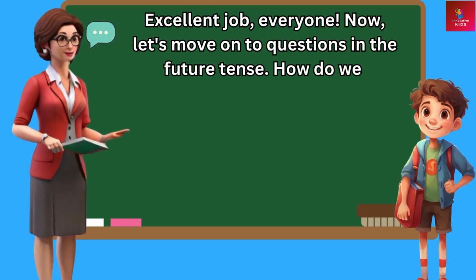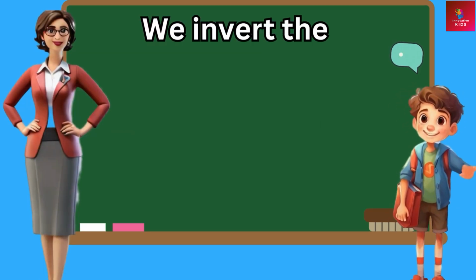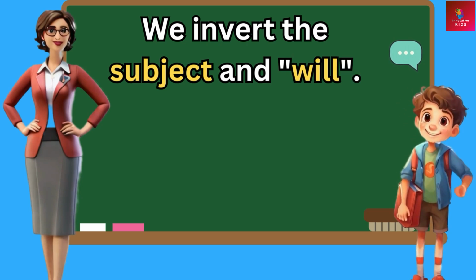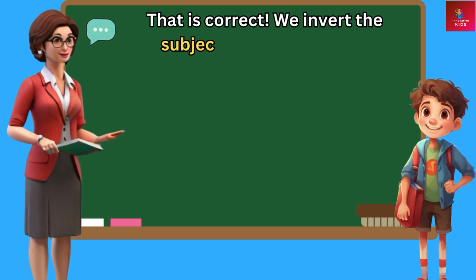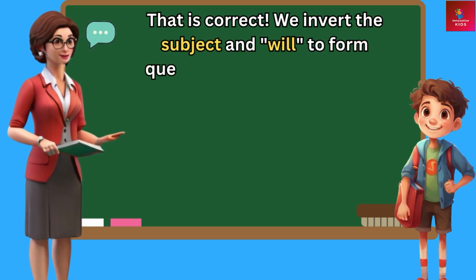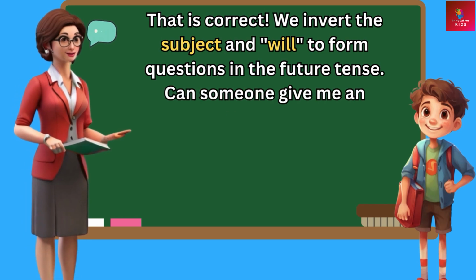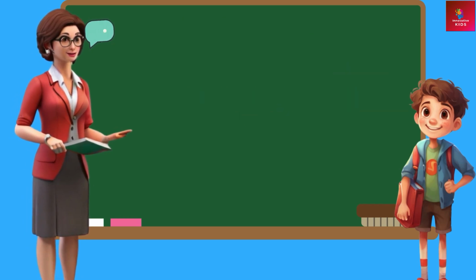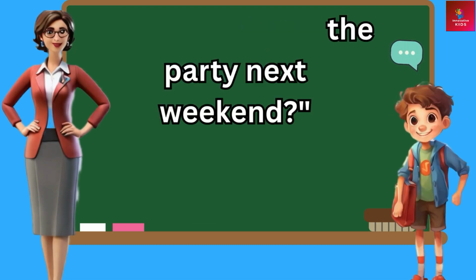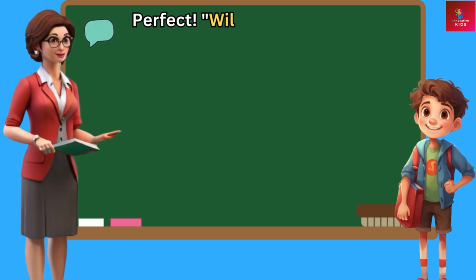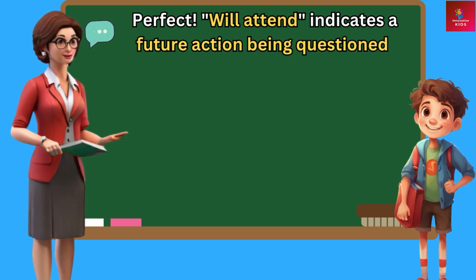Now let's move on to questions in the future tense. How do we form questions? We invert the subject and will. That is correct. We invert the subject and will to form questions in the future tense. Can someone give me an example? Will you attend the party next weekend? Perfect. Will attend indicates a future action being questioned.